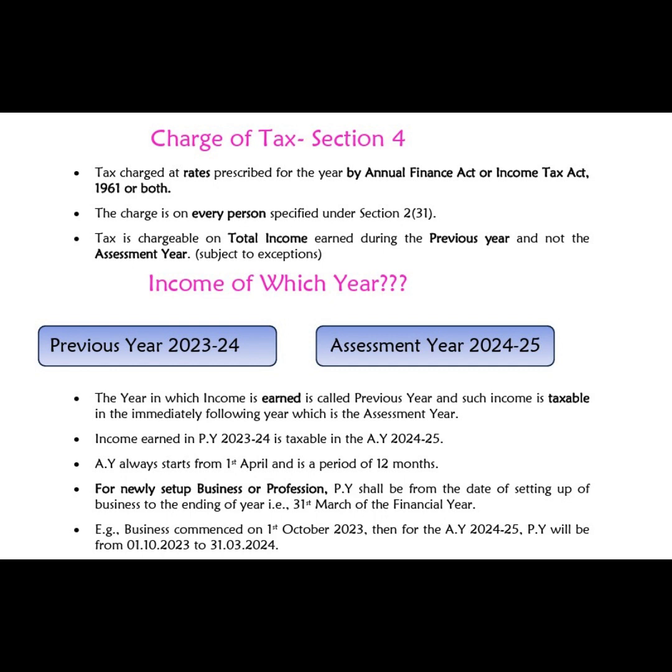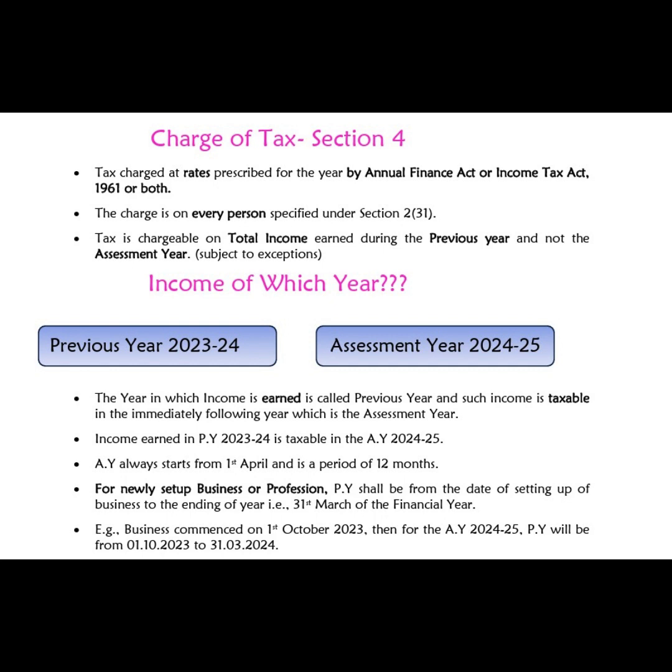Let us take an example. There is a newly set up business or profession, let us say on 1st October 2023. What will be the previous year for the assessment year 2024-25? The previous year will start from 1st October 2023, that is the date of commencement of business, till 31st March 2024, that is the end of the previous year. So for a newly set up business or profession, the previous year shall be from the date of setting up of the business to the ending of the year, that is 31st March of the financial year.